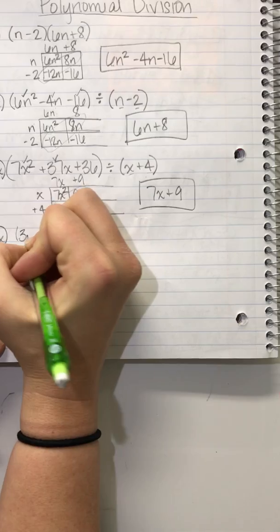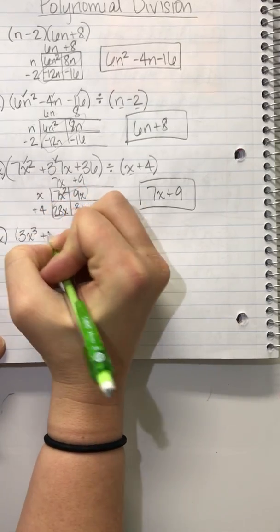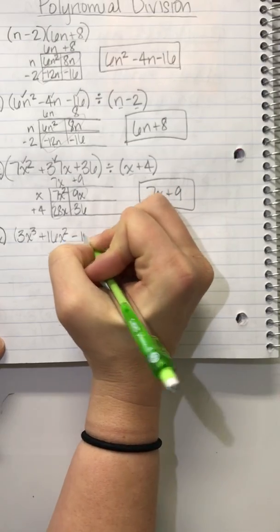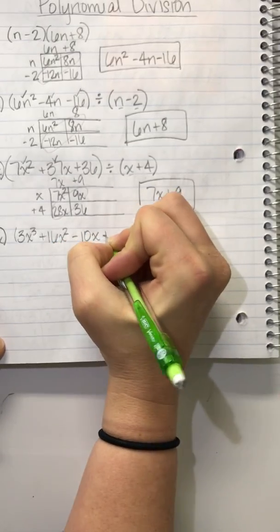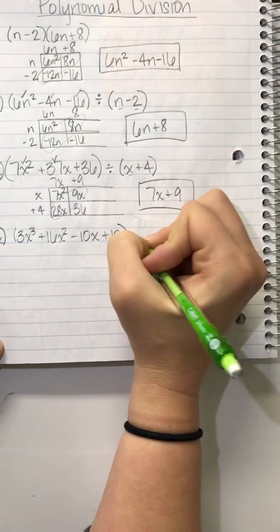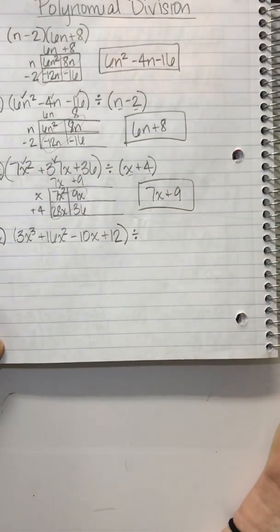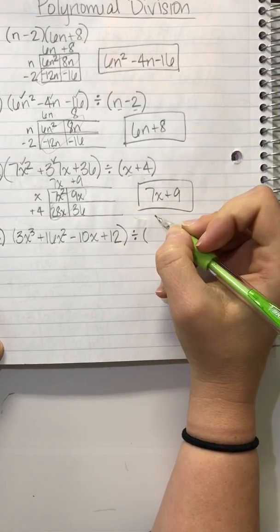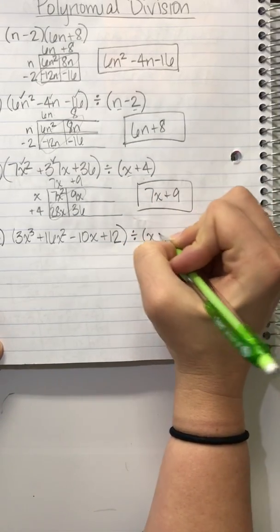3x to the third plus 16x squared minus 10x plus 12. That's big. Yikes. All divided by, no, you wish, x plus 6.